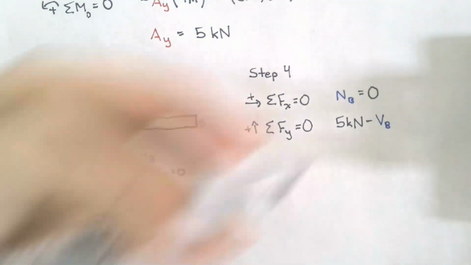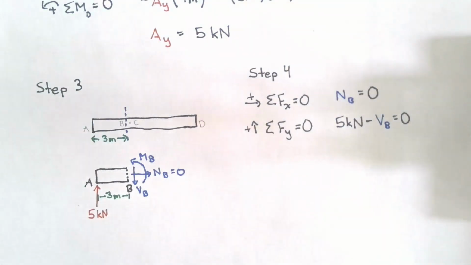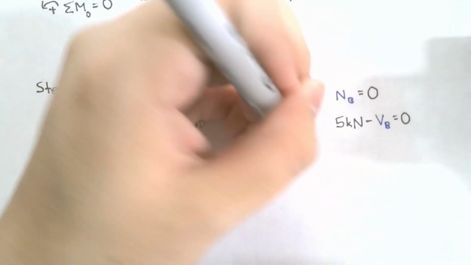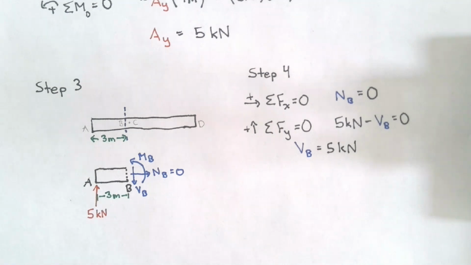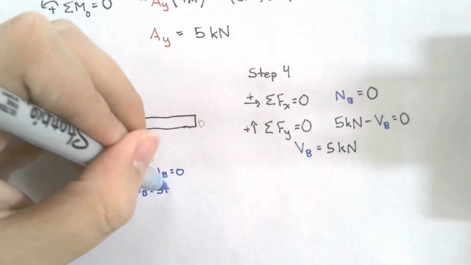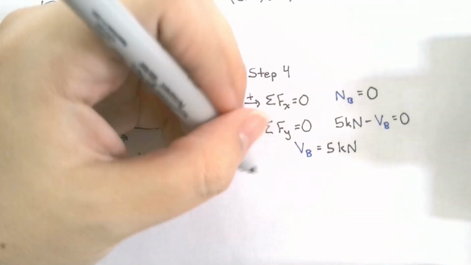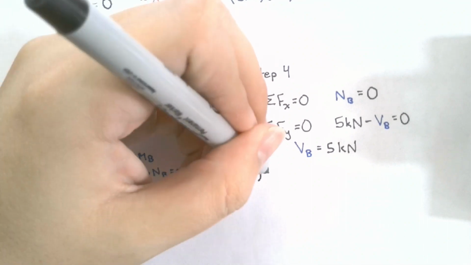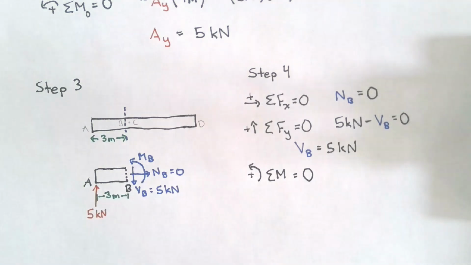Our equations of equilibrium tell us that the sum of these two values equals 0. And from this, we can say that the shear force is equal to 5 kilonewtons. So there we have our shear force. Now we can take a sum of moments, and for this example, the best thing to do is to take the sum of moments about point B.